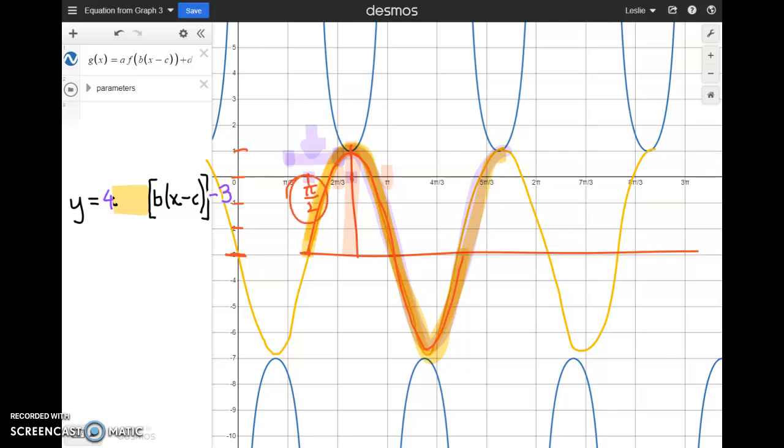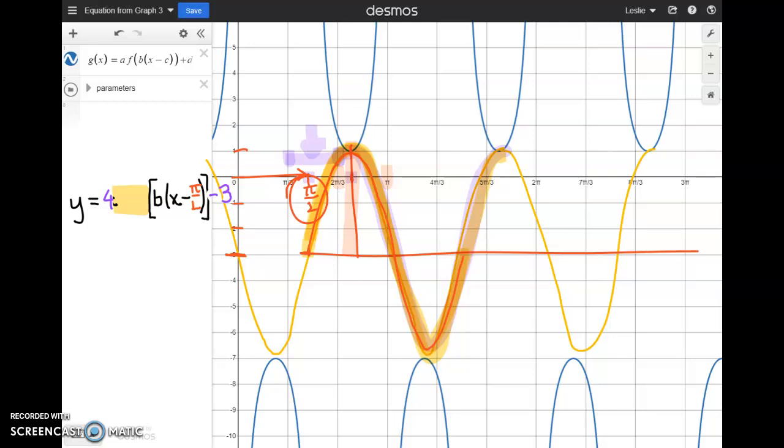That means that my C value, wrong pen, sorry, is pi over 2. And since I've moved the graph to the right from x equals 0 by pi over 2, it's going to be minus pi over 2 in my equation.